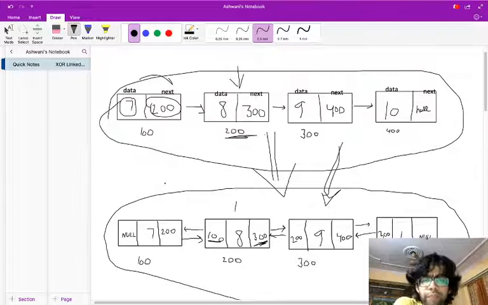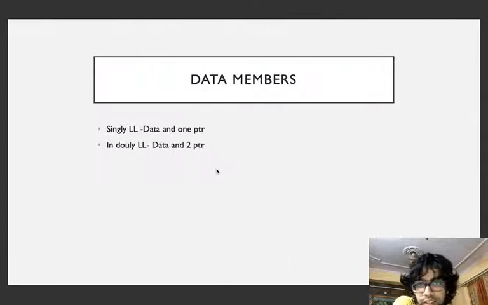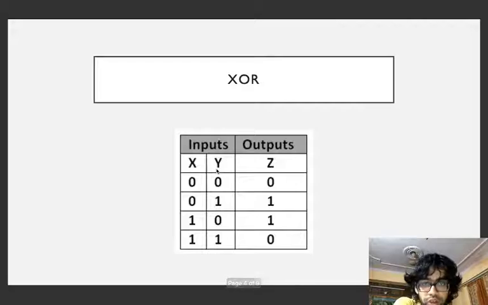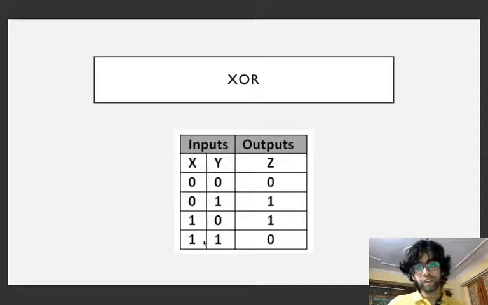Before moving to the memory efficient linked list, we should know some basic things like XOR. So look at XOR. There are two inputs. When the inputs are similar, 0 0 and 1 1, it will return 0, and for different inputs, 0 1 it gives 1, and 1 0 it gives 1. For different inputs, it will give a 1. Okay, that's XOR.